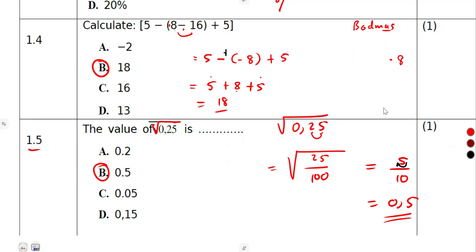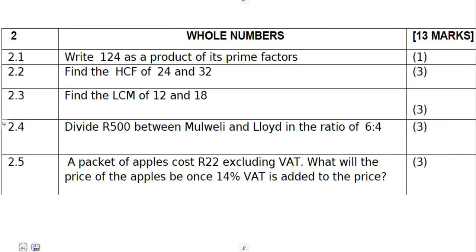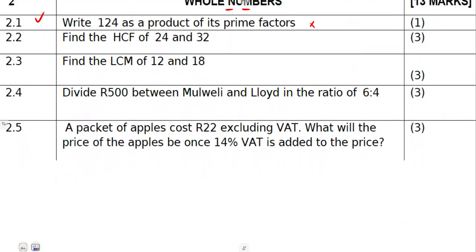All right, let us move on to the other part of our question, which is question number 2 on whole numbers. 2.1, write 124 as a product of its prime factors. This one is also a repetition. We worked with the same number before on another exam, 124. So remember prime factors 2, 3, 5, and so on. You're going to start with the smallest, which is 2.